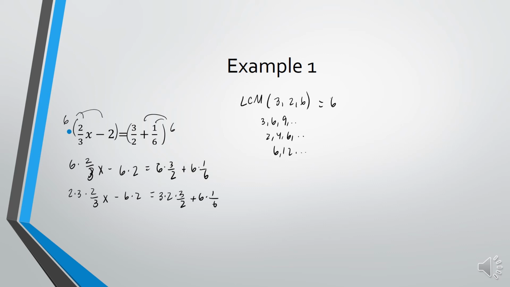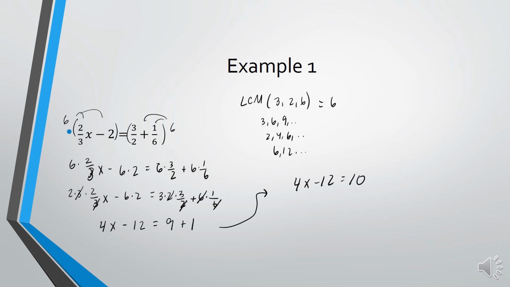All right, so in my first one, looks like the 3's are going to cancel, which leaves me with 4x. 6 times 2 is 12. Looks like the 2's will cancel in this next piece, so I'm left with 9. And the 6's will cancel, which leaves me with 1. So 4x minus 12 equals 9 plus 1. I would start this by combining the 9 and 1. So 4x minus 12 equals 10.